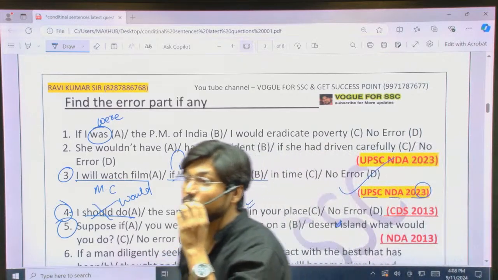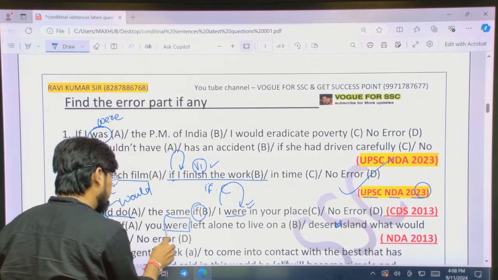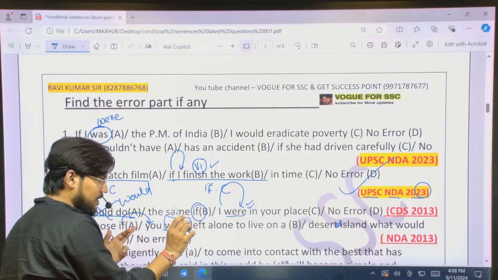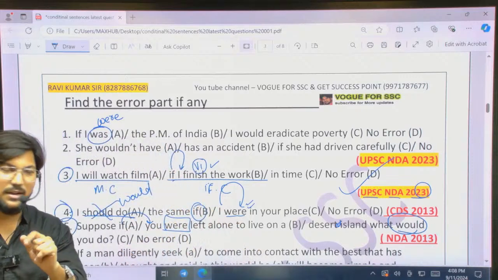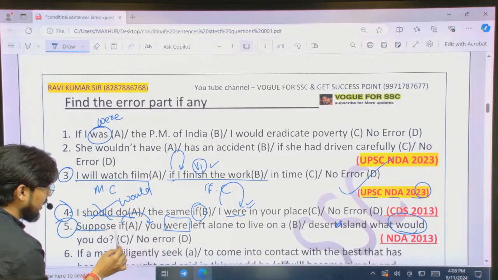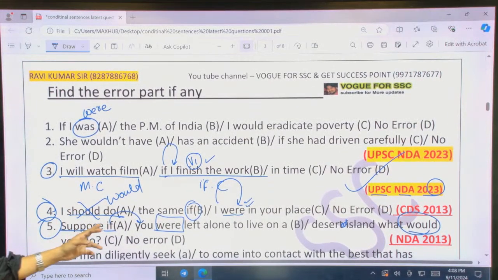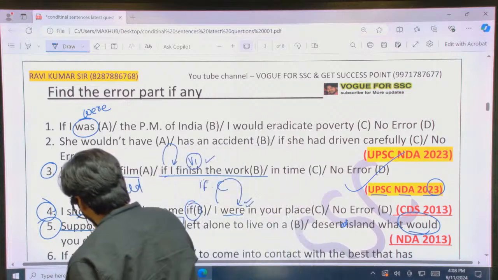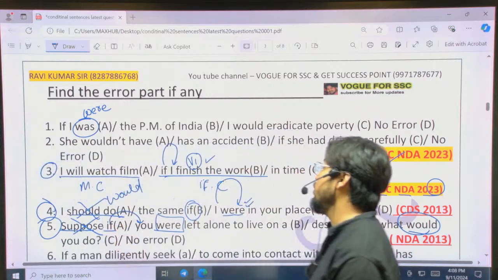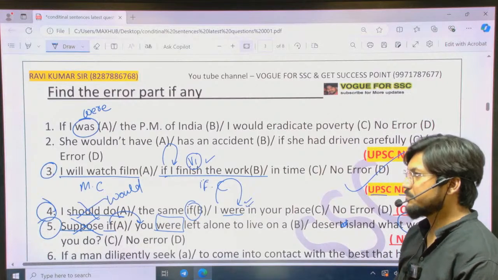So this is the question of superfluous as well as conditional sentence. Because were has been used with if, the sentence is correct, and would has also been used in the main clause. But the problem is you can't use both these words together. Just go for if you were, or you need to go for suppose you were. So just remove this word from here. If you were left alone to live on a deserted island, what would you do? Right?